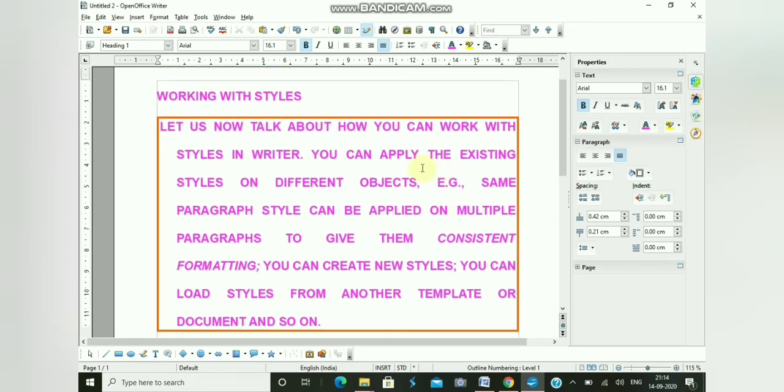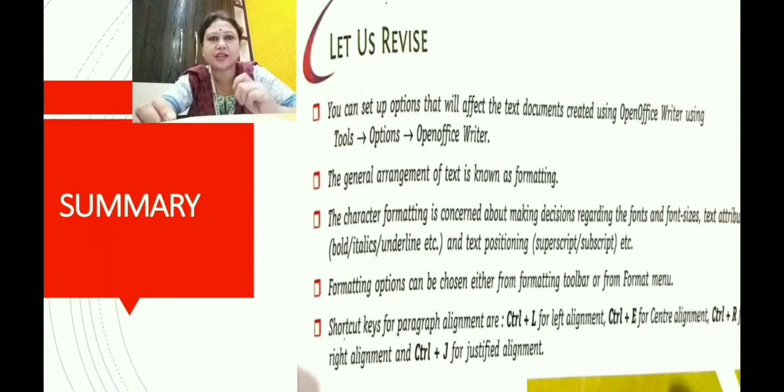All right, now let us summarize the different topics which we have covered in today's class. In today's class we gathered knowledge about how we can set up the default options which will affect the text documents created in OpenOffice Writer. For that, we just have to select the Tools command, choose Options, and from there click on OpenOffice Writer. Accordingly we will find the different tabs where we can see the default settings, and according to the user's needs we can change the different settings.